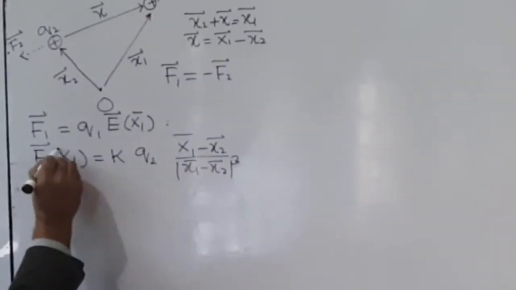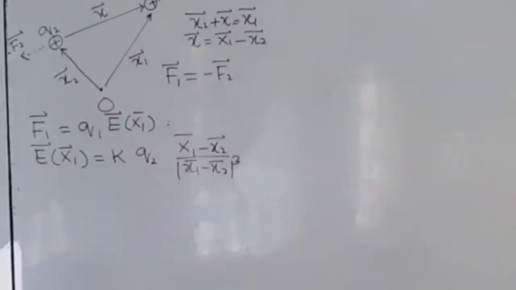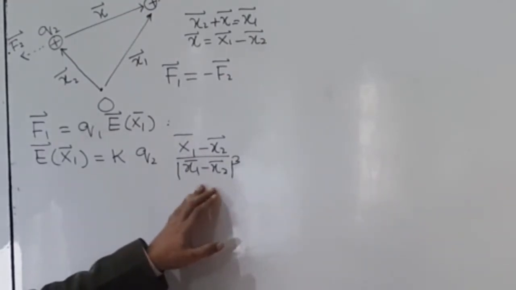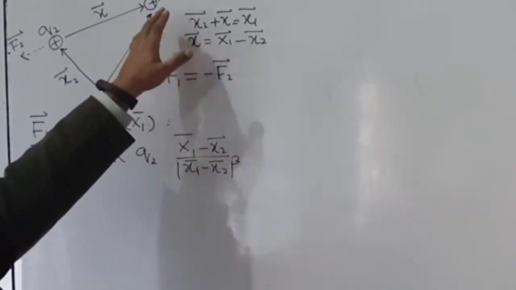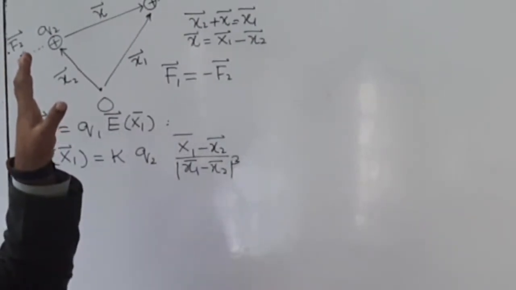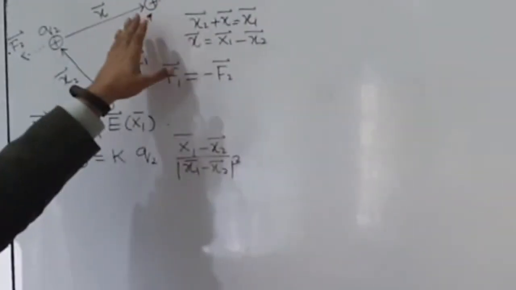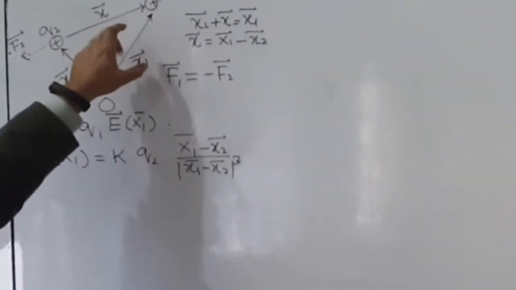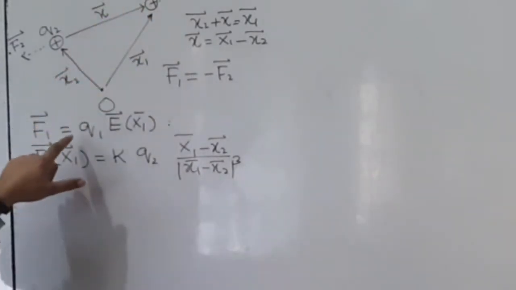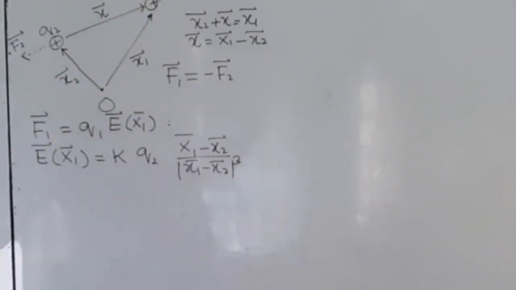Right? This is the electric field at a point x1, and this electric field will exist there whether we put Q1 in it or not. It means the field has nothing to do with our target charge, our test charge. The field is already there, but if we put another charge there, then we will experience this force F1.